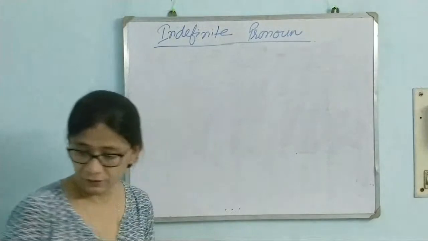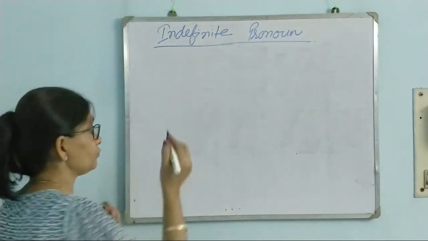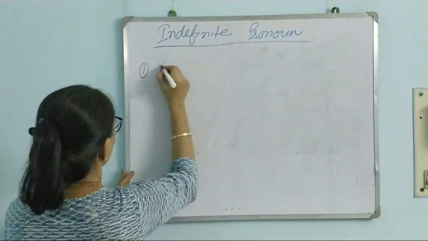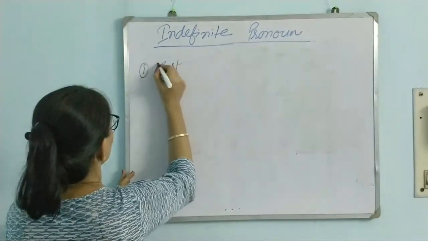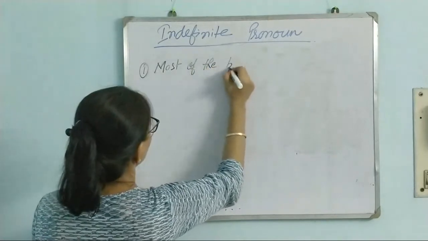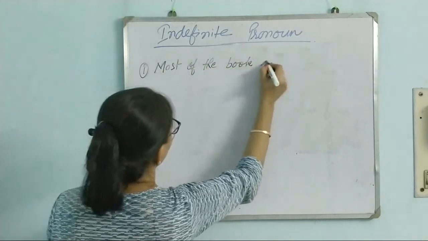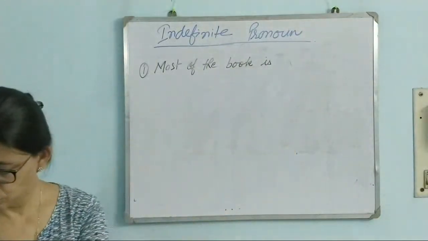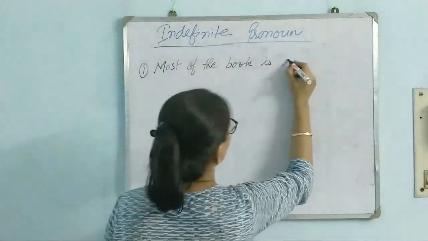Let us quickly see the example of most, some and all. So we can understand where they are singular, where they are plural. Most of the book is interesting.